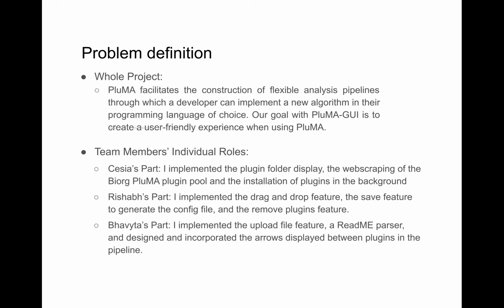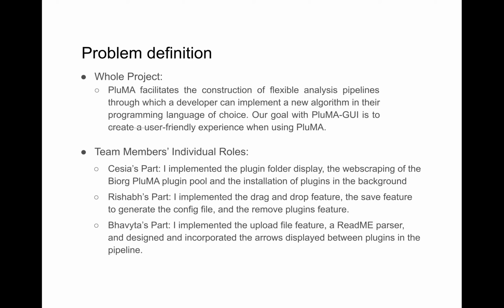I was also responsible for saving all the information in the pipeline assembly area. So as soon as the user clicks save, all the boxes in the area are read, and the information is put into a .txt file, which is sent to the Pluma software, which allows it to run. This can run any type of file, if it's .py, .c, whatever. It's really compatible and versatile. And now Bhavyata can talk about her part.